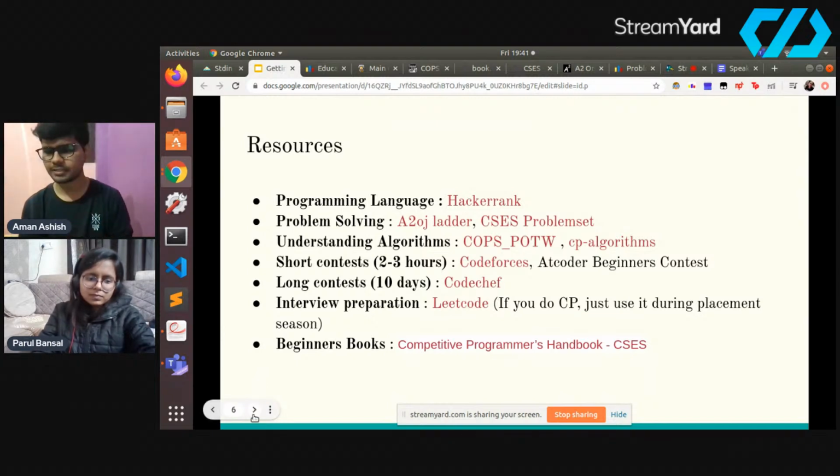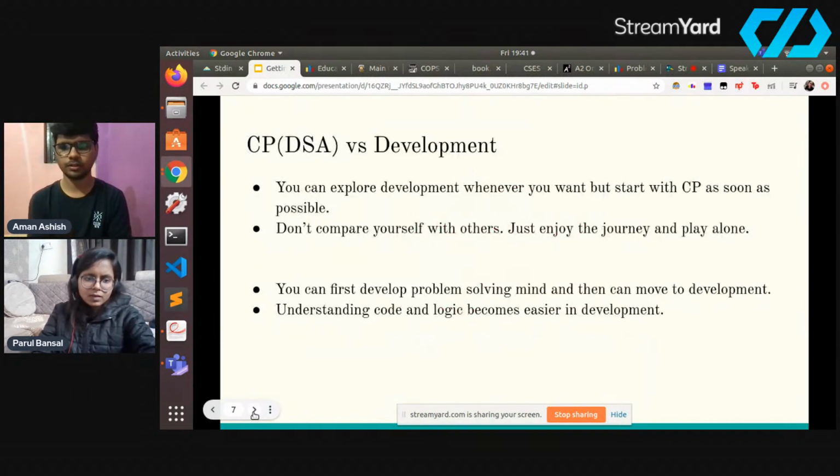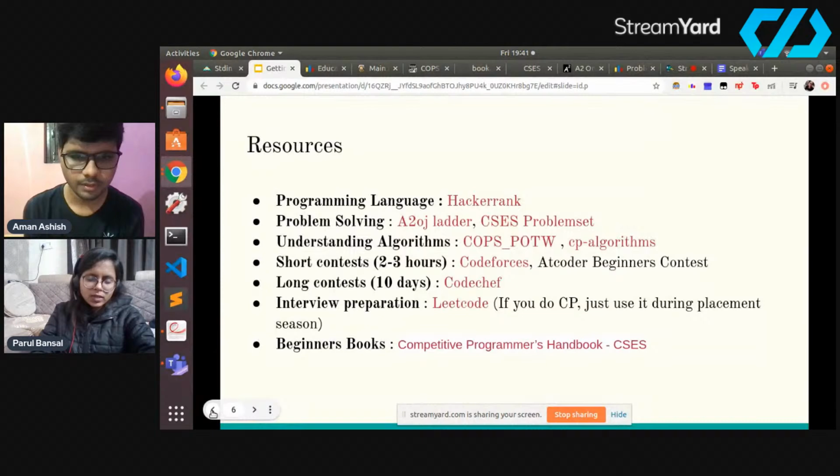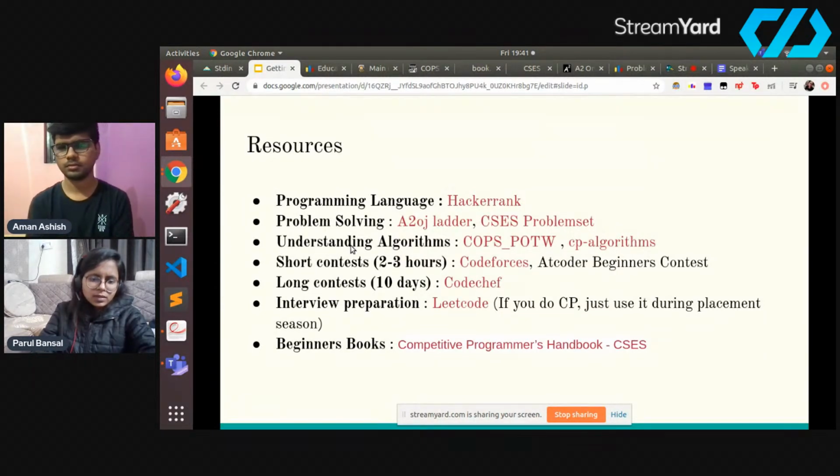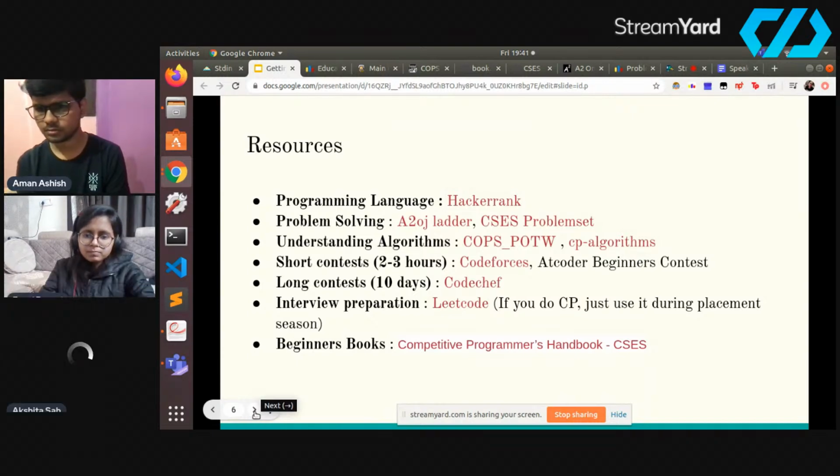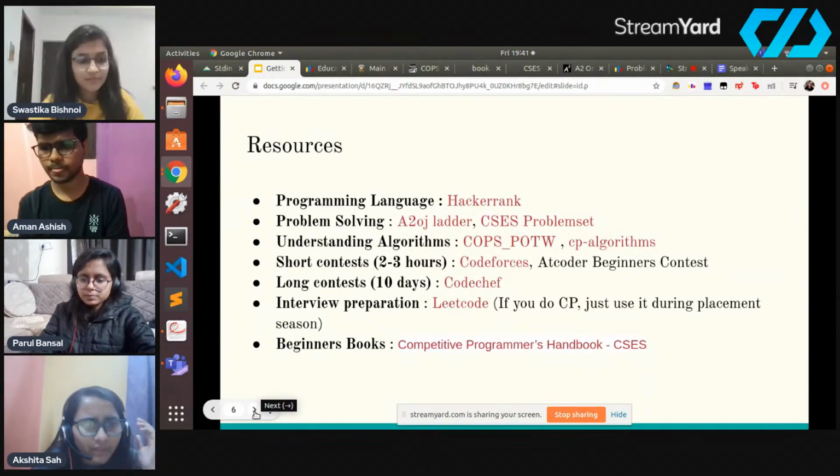We can move to the next section if there's no doubt regarding this one. Okay, I'm not able to see the chat section. Can you tell me if they have any doubts? We can solve them. No, I don't.